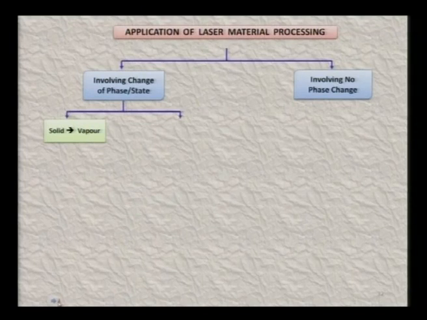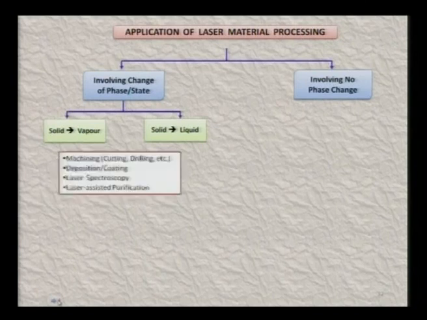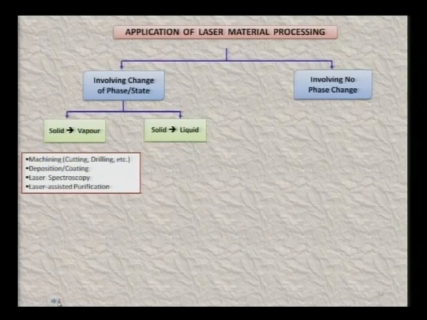Solid may change to the vapor directly depending upon the intensity of the heat and the temperature at which it is going to remove the material. Second, the solid first changes to the liquid and then it may change to the vapor, or may not. Now, in case of solid to vaporization, which normally also involves the liquid phase, it includes various processes of manufacturing just like machining. Machining involves creation of different kinds of features like cutting, drilling, milling, etc.